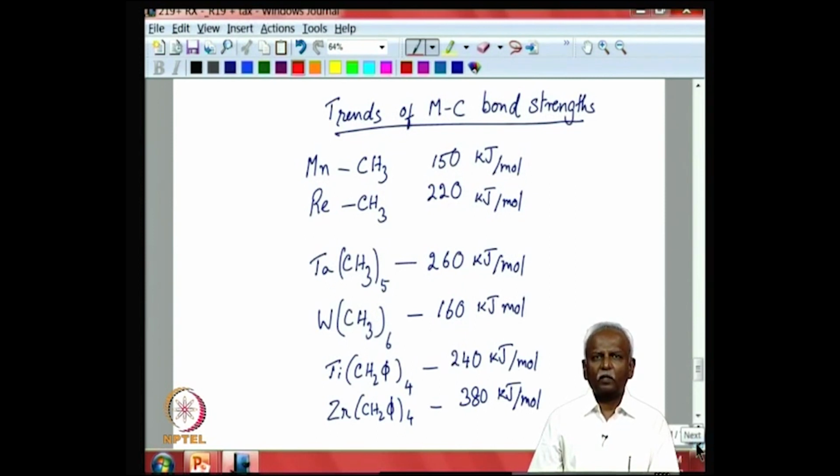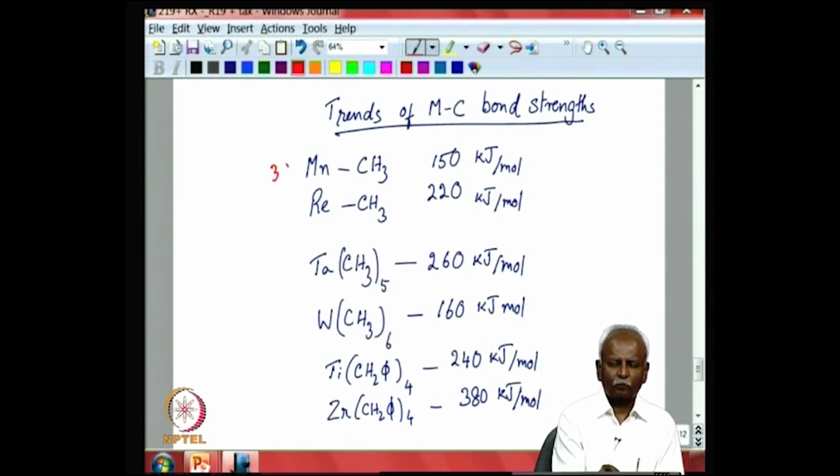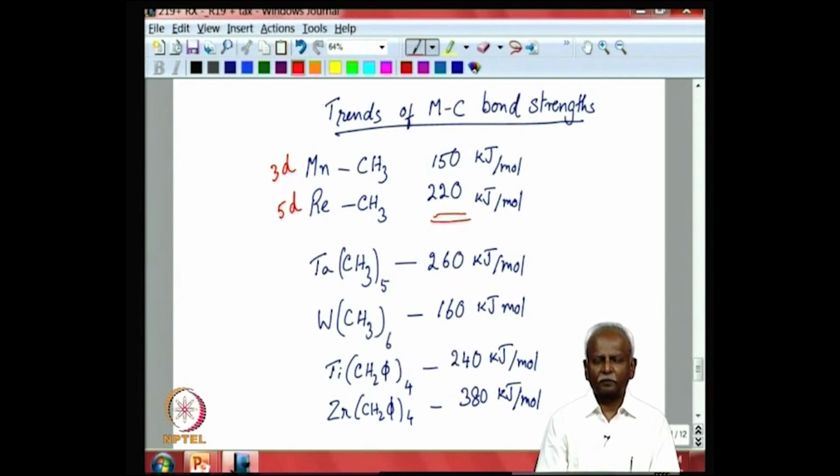We considered what happens when you change the alkyl group. In this particular transparency, I have shown you what would happen if you change the metal. If you move from a manganese methyl group to a rhenium methyl group, usually the bond strength increases. So, this is a 3d element, and if you go down the group, manganese, technetium and rhenium, you end up with a very strong metal alkyl bond strength. So, this seems to be a general phenomenon.